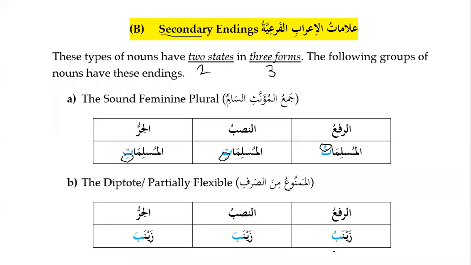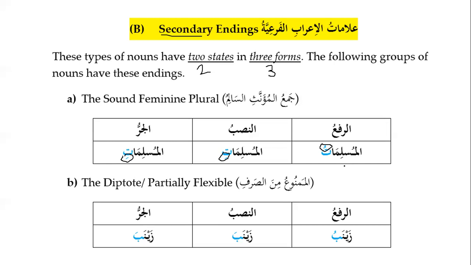Because it's a feminine name. All the feminine names are mamnu' min as-sarf. So for example, you say, Ja'at Zainabu, Zainab came; Ra'aytu Zainaba, I saw Zainab; and Jalastu Ma'a Zainaba, I sat with Zainab. So as you can see here, in nasb and jar it has fatha, it does not accept kasra. So that's why we say that it has two states in three forms.